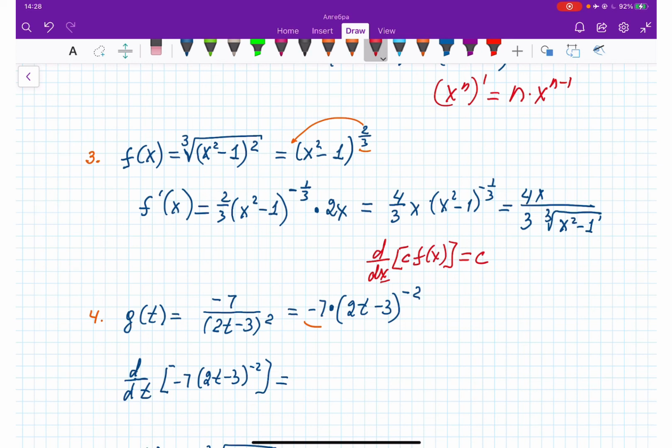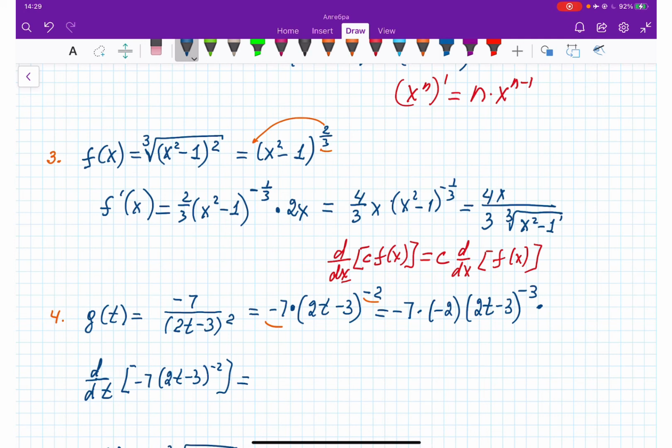Therefore, that constant comes out. Negative 7 will stay as a constant. Oh, I didn't finish it. So it's going to be d by dx of the function f of x. Negative 7 stays there, and I have to take the first derivative of this negative 2, which will come in front, times (2t minus 3) to the power negative 2 minus 1, which is negative 3, and then multiply by the derivative in the parentheses: the derivative of 2t is 2, and the derivative of negative 3 is 0.